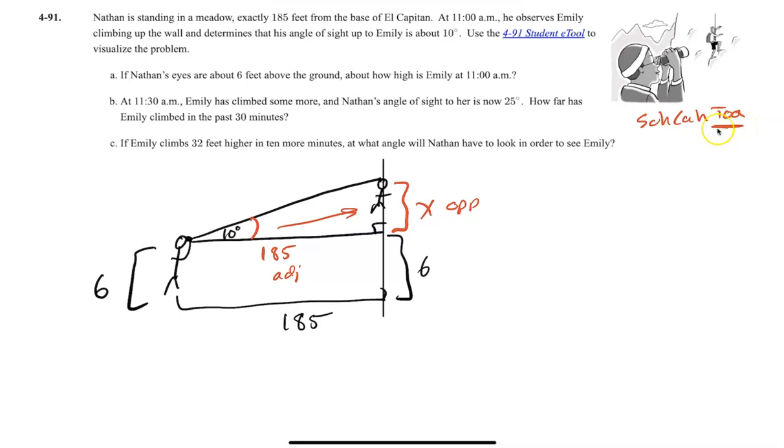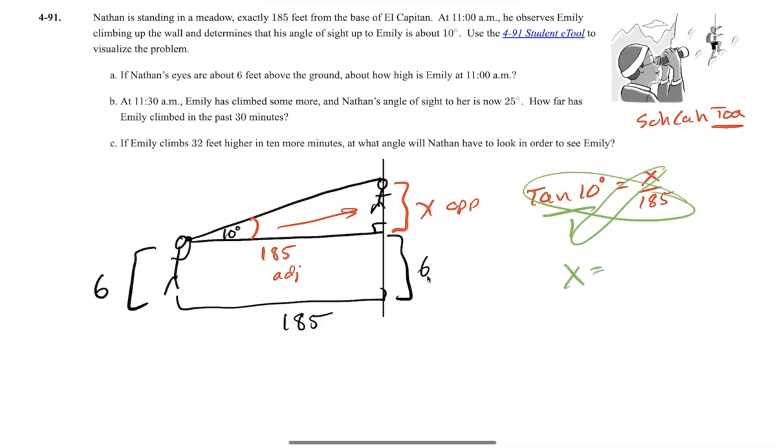So let's solve it, right? Set up the equation. Tan of 10 degrees equals opposite on top, right? O is on top, over 185. Right, so I'm going to use this to solve, and don't forget, once you solve this, you're trying to figure out her height from the ground, so we're going to add the 6 feet after. So let's cross multiply.